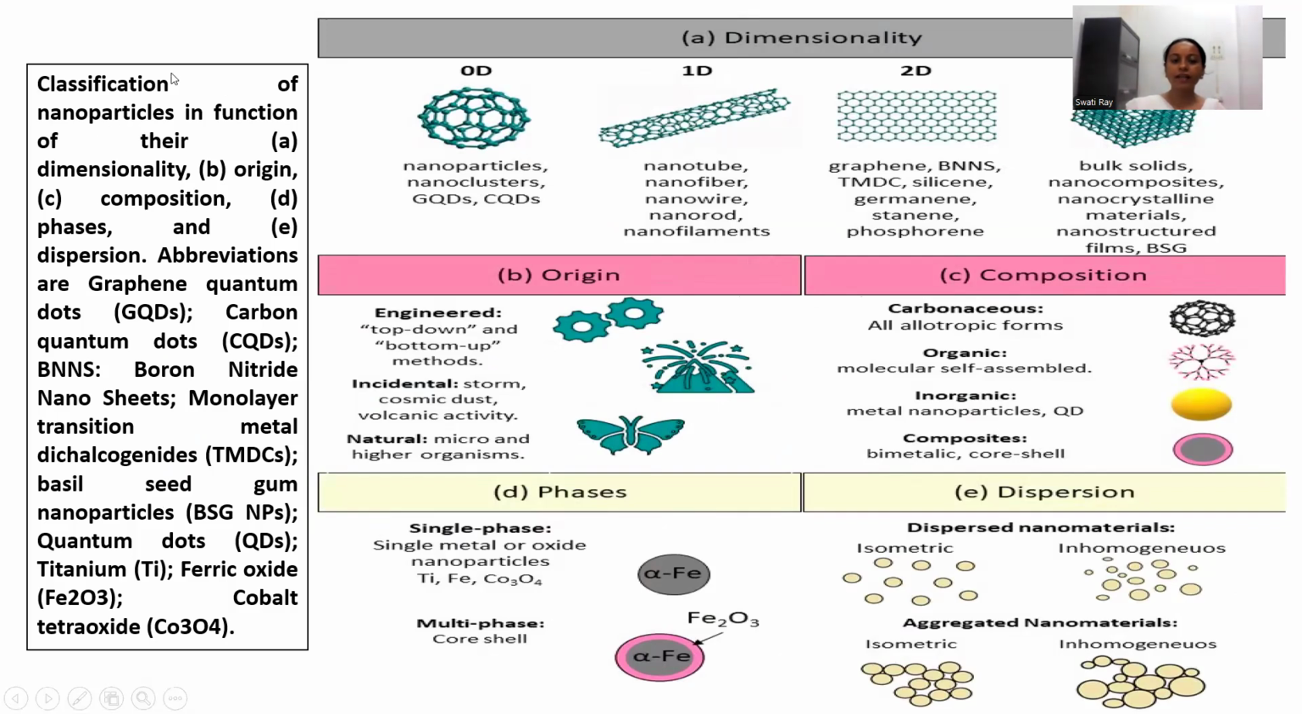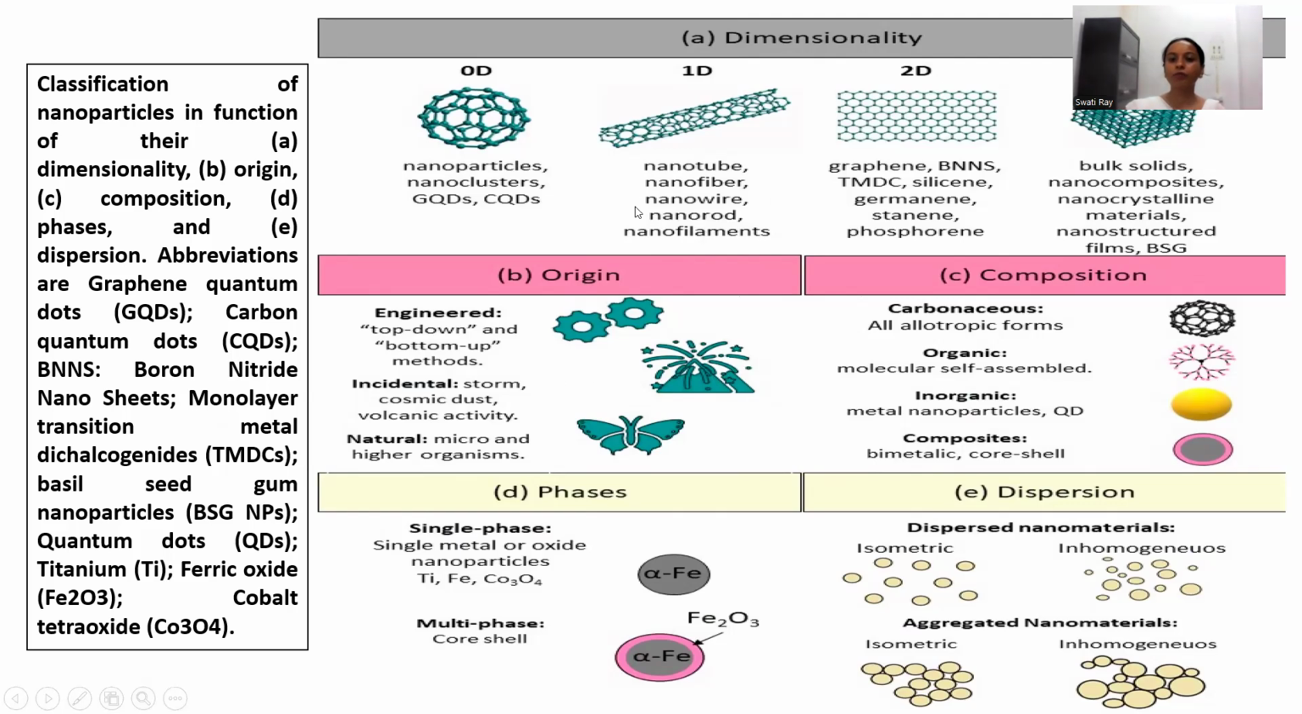Now comes the classification of nanoparticles. Nanoparticles are classified on the basis of different aspects: dimension, origin, composition, phases, and dispersion. On the basis of dimensions, the nanoparticles are classified as 0 dimension, 1 dimension, 2 dimension, and 3 dimension. The examples of 0 dimension are gold quantum dots, nanoclusters, and nanoparticles.